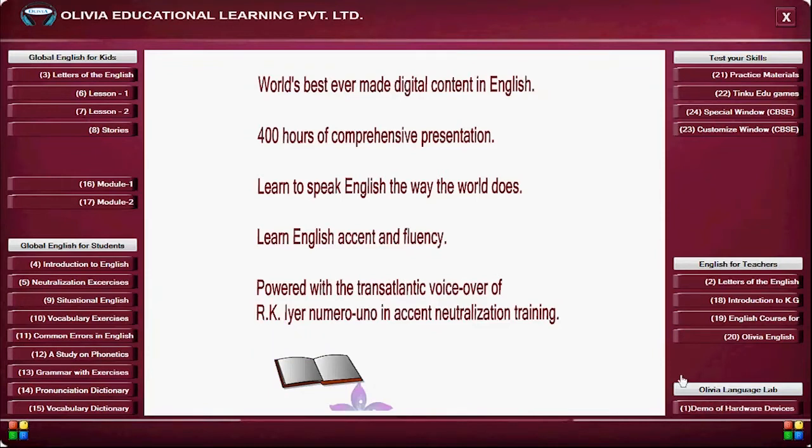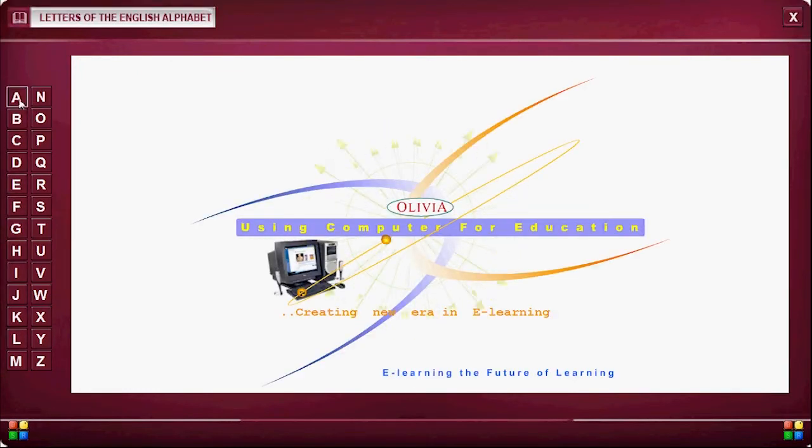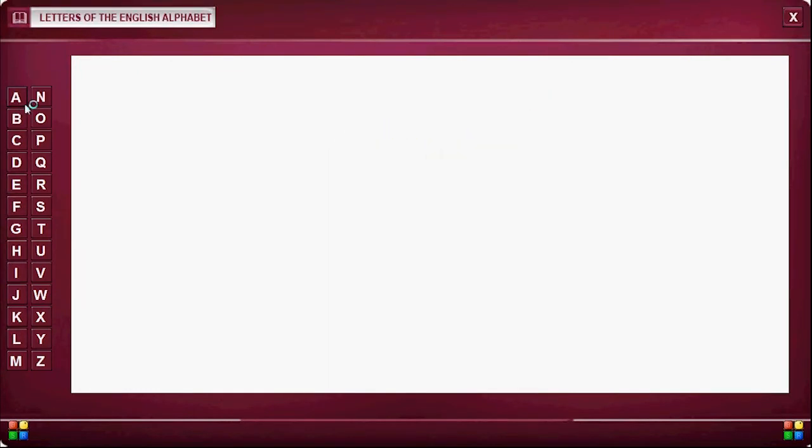Now let us go to the software modules. In the software we have 21 modules and 2 modules for the CBSE ASL applications. And we start with the letters of the English alphabet, and that we start from this segment, English for Teachers. And this one is presented for the teachers to acquire it correctly from the software and deliver it right to the students. Let us go to that one.